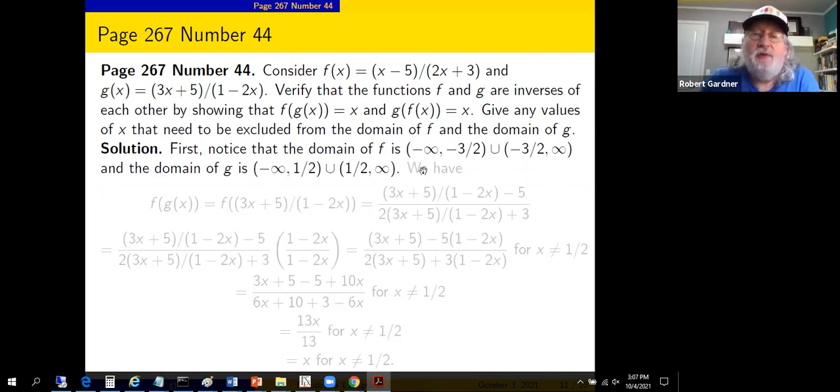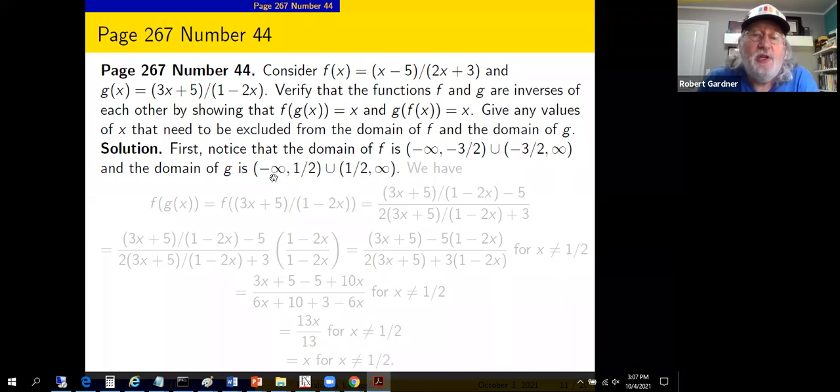Let's take care of those at the top. Domain of f is everything except for -3/2. Right, if x is -3/2, then we got division by 0. That's got to go. And that's the only thing that can go wrong in the f function. In the g function, same thing. Only thing that can go wrong is the denominator is 0, and that happens at 1/2.